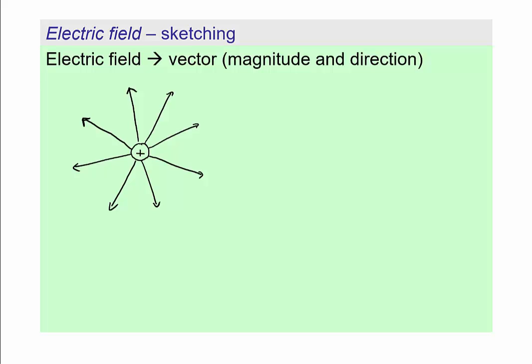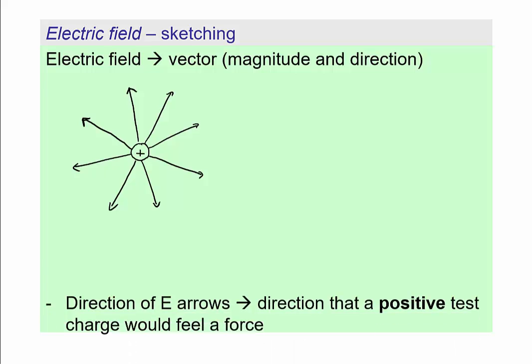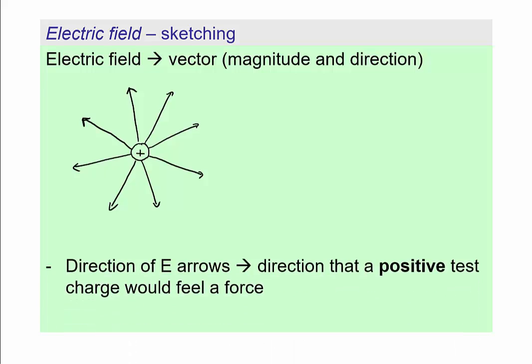Okay, so there's our lines which show which way a positive test charge would go, and that is actually the definition of the direction of an electric field. It's the direction that a positive test charge would move. I'll just write that down here. It's the direction a positive test charge would feel a force.